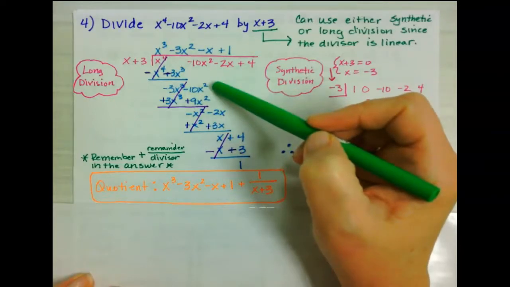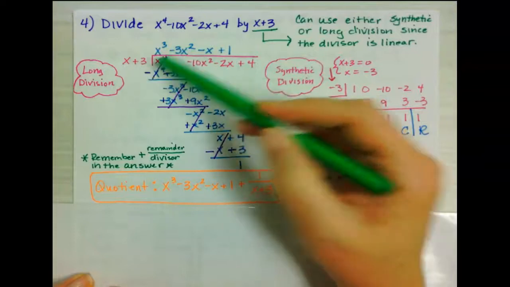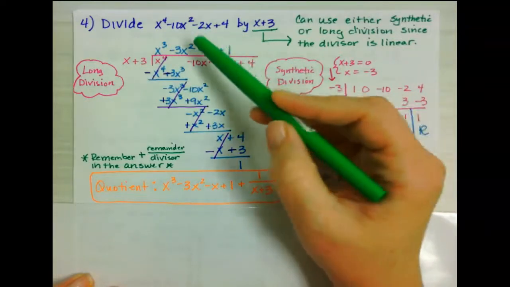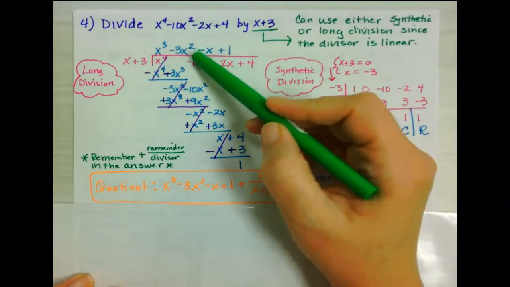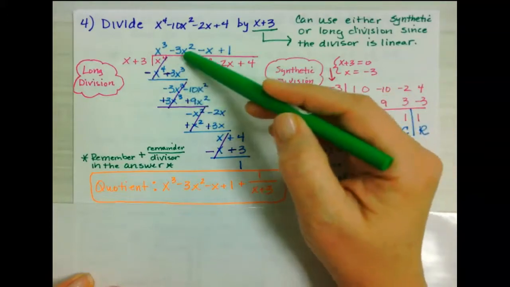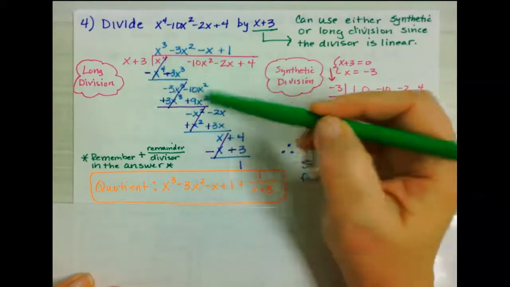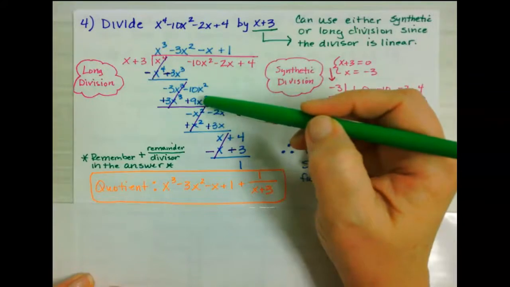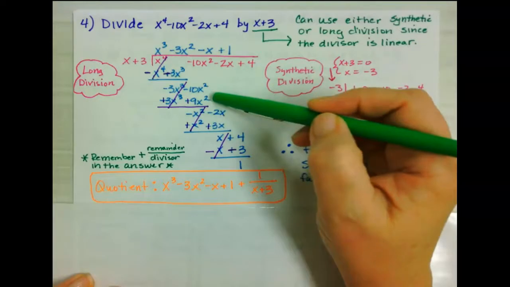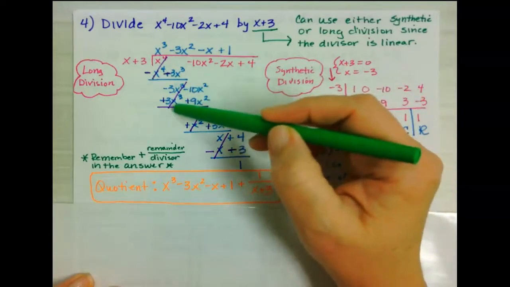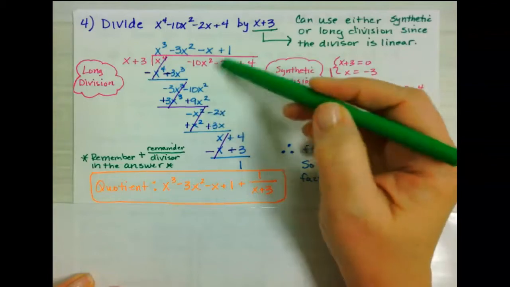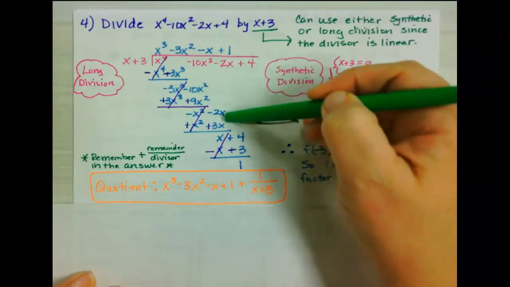So then I have to think, what times x gives me negative 3x cubed? And so I have a negative 3x cubed. So negative 3x cubed times x gives you negative 3x cubed. Negative 3x squared times 3 gives me negative 9x squared. And it's subtraction, so I'm changing my sign. So my opposites eliminate this, and I'm left with negative x squared. And then I bring down my 2x and do it all again.